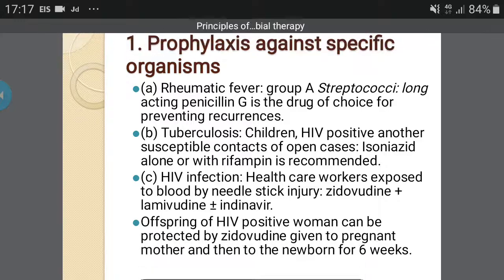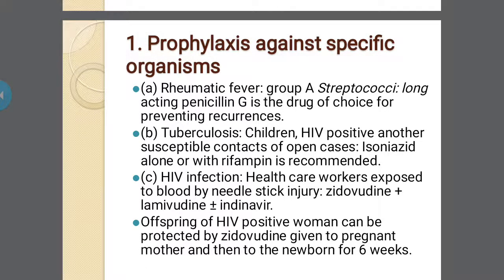There are multiple examples, but remember the most prophylaxis against specific organisms. Rheumatic fever: group A streptococcus is responsible, and long-acting penicillin G is the drug of choice for preventing recurrence. Actually, benzathine penicillin is used, and I have mentioned the dose during the discussion of acute rheumatic fever. If a patient develops rheumatic fever, for prevention of recurrence, benzathine penicillin 2.4 million units is given every 3 weeks for 5 years or up to 21 years of age, whichever one is longer.